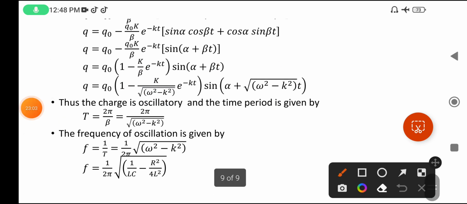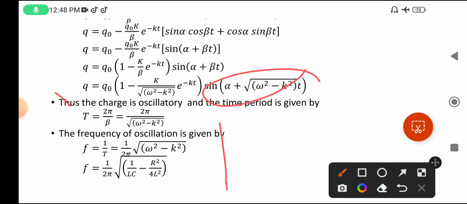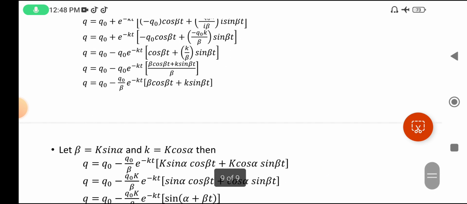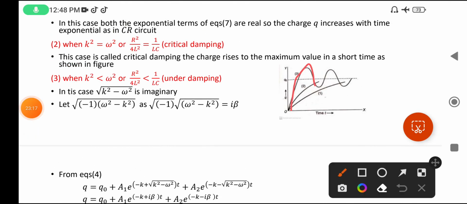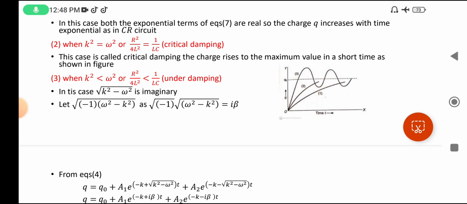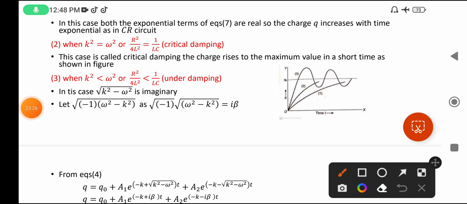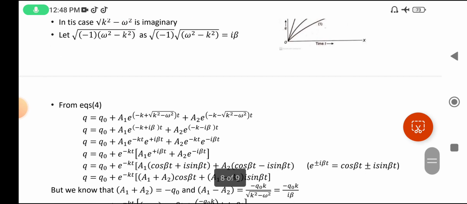So thus the charge is oscillatory, and the time period is given by the sine. Sine indicates that the charge changes like this. Okay, so the same diagram is shown here. See here, this is for the third case only. It is the first case, second case and third case. So finally we got a sine wave. That means it sharply increases first, and later increases and decreases, increases and decreases. So it fluctuates at the end.